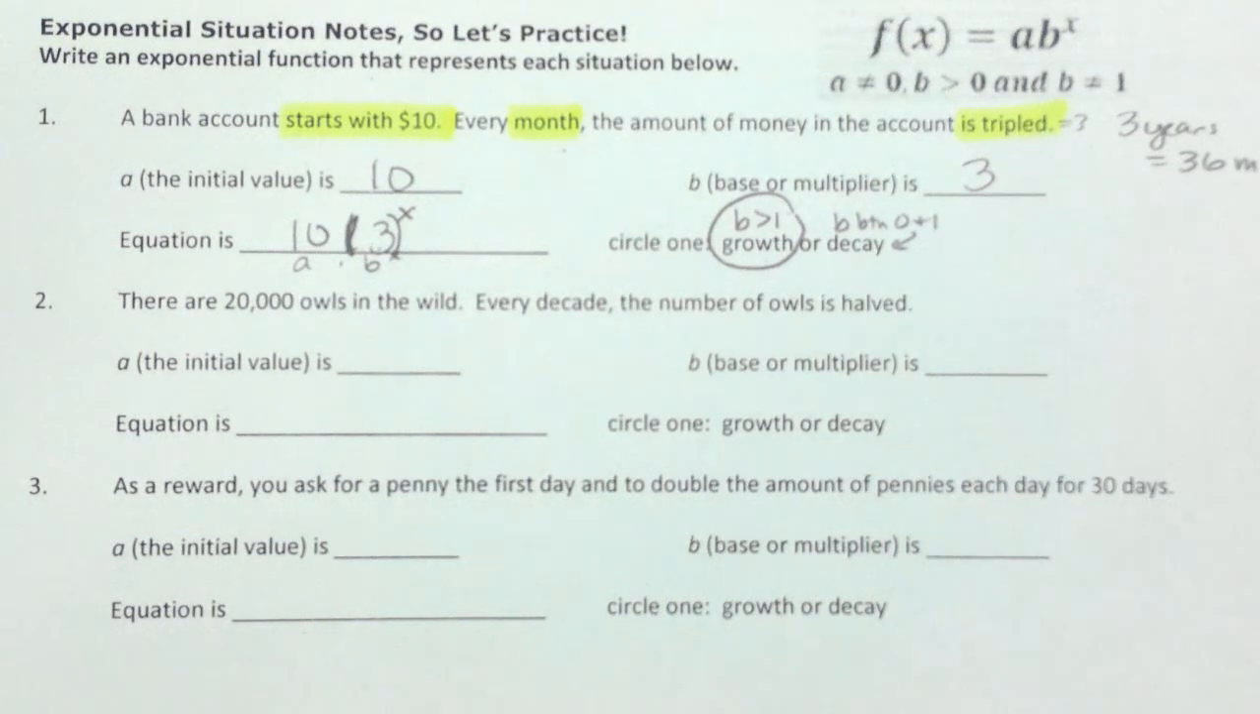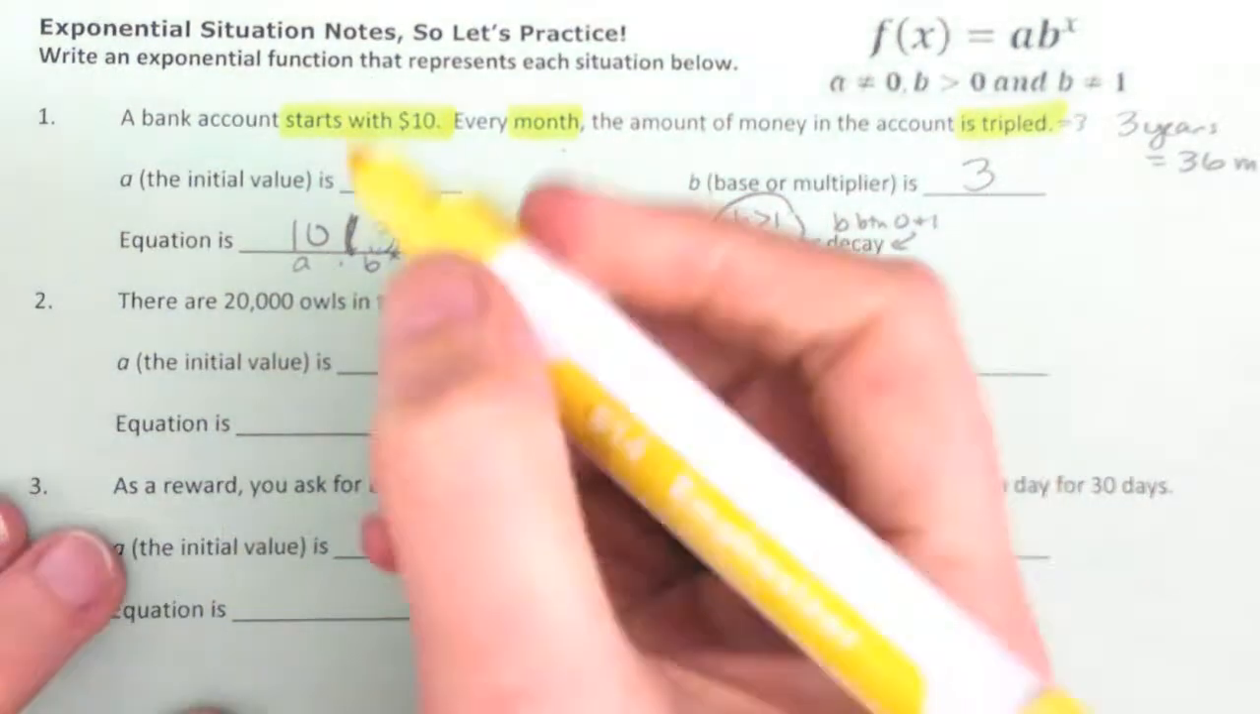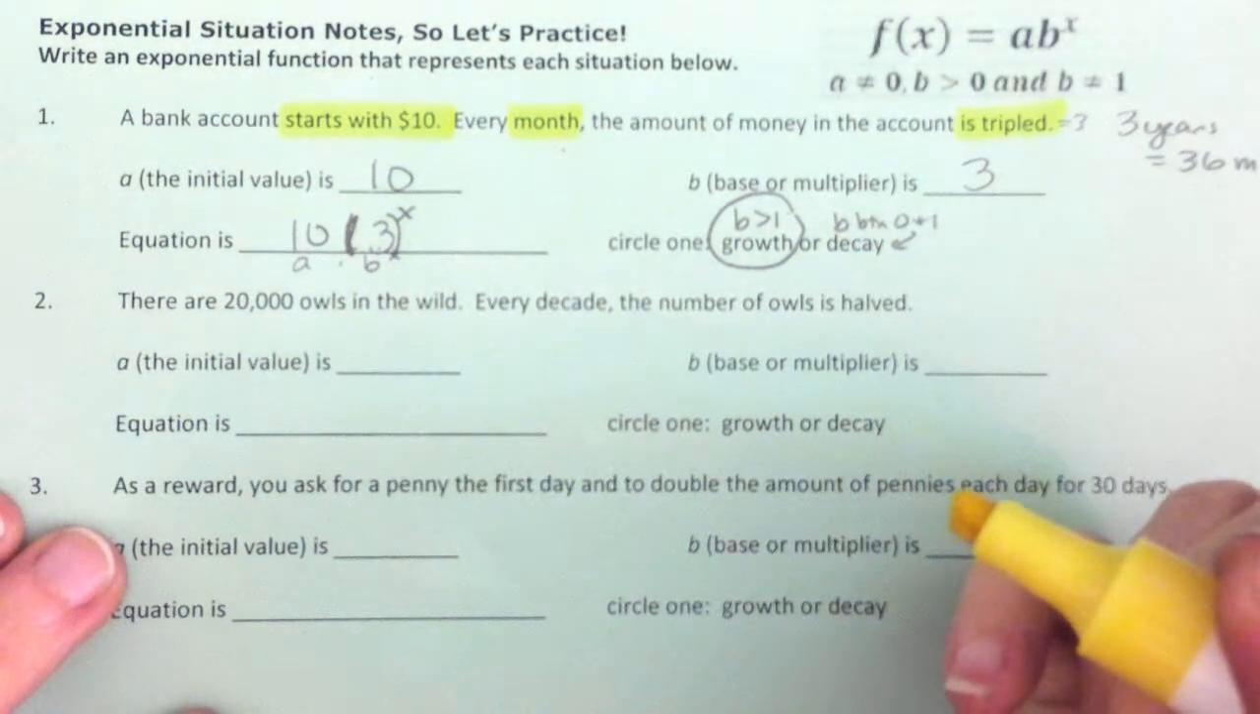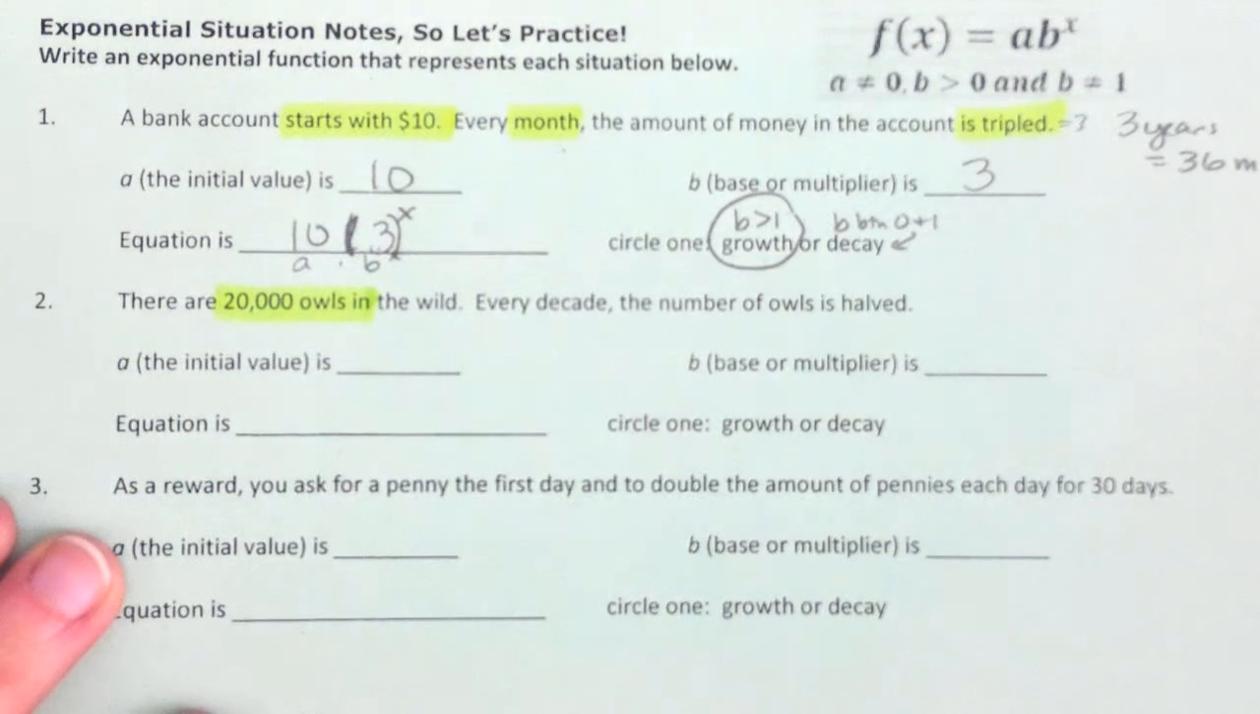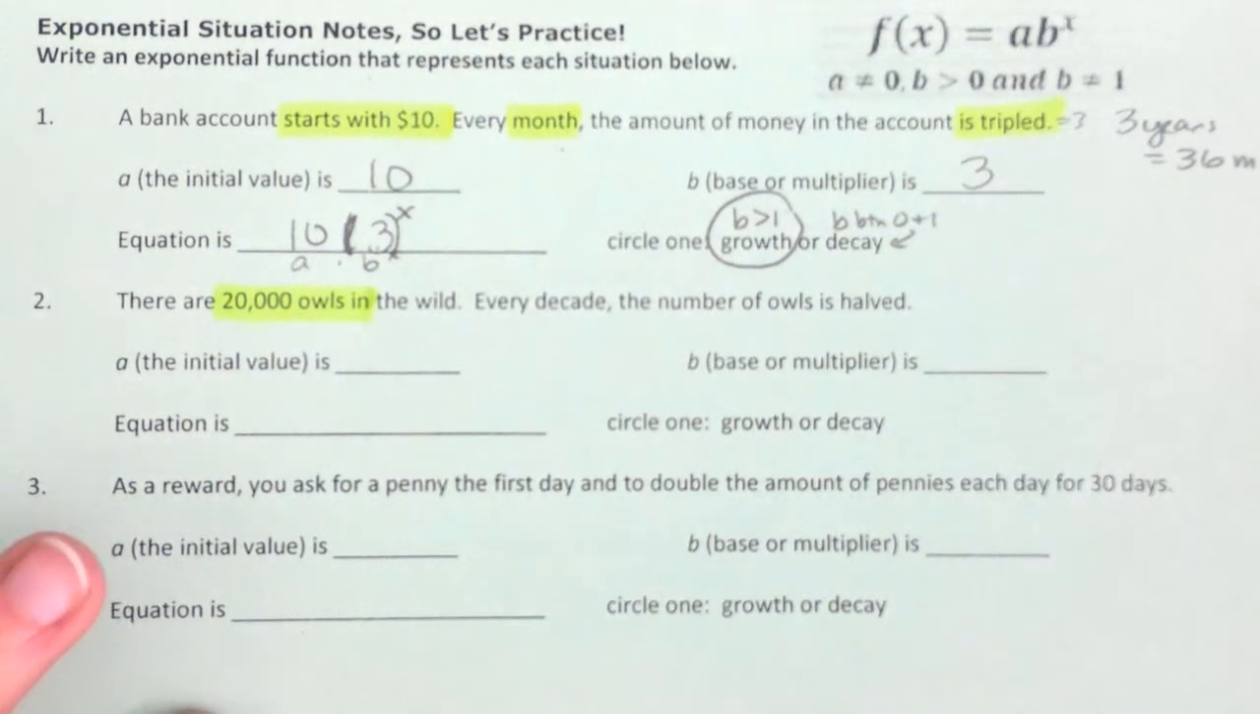Okay, so I'm going to take my trusty highlighter and highlight the things that matter. There are 20,000 owls in the wild, so I'm going to assume that I'm starting with 20,000 owls. Now, this does not mean that 20,000 owls is all we ever had. It means that when I start observing in this problem, 20,000 owls is what I've got. So I start with 20,000 owls, okay?